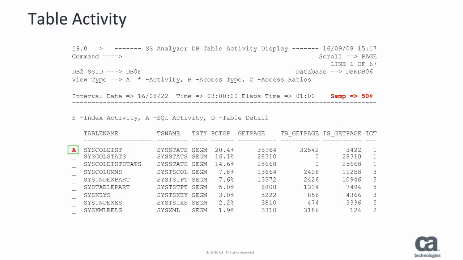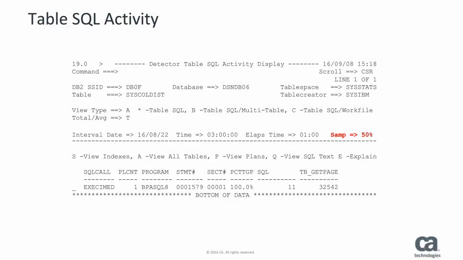Type A in the line command field for the first table listed and press Enter. The CA Detector table SQL activity display shows SQL calls for the table in the interval that we selected previously. This data is available because synchronized CA Detector and CA Subsystem Analyzer collections have been run. Notice that the sampling rate in the SAMP field is 50%. Next, we'll look at aggregated data for multiple intervals.